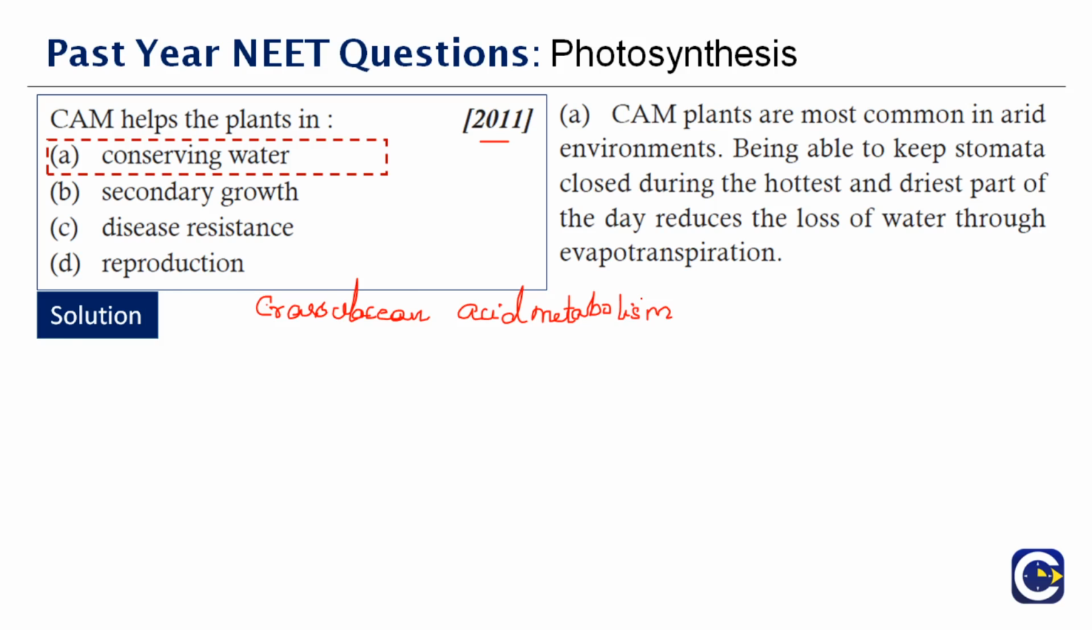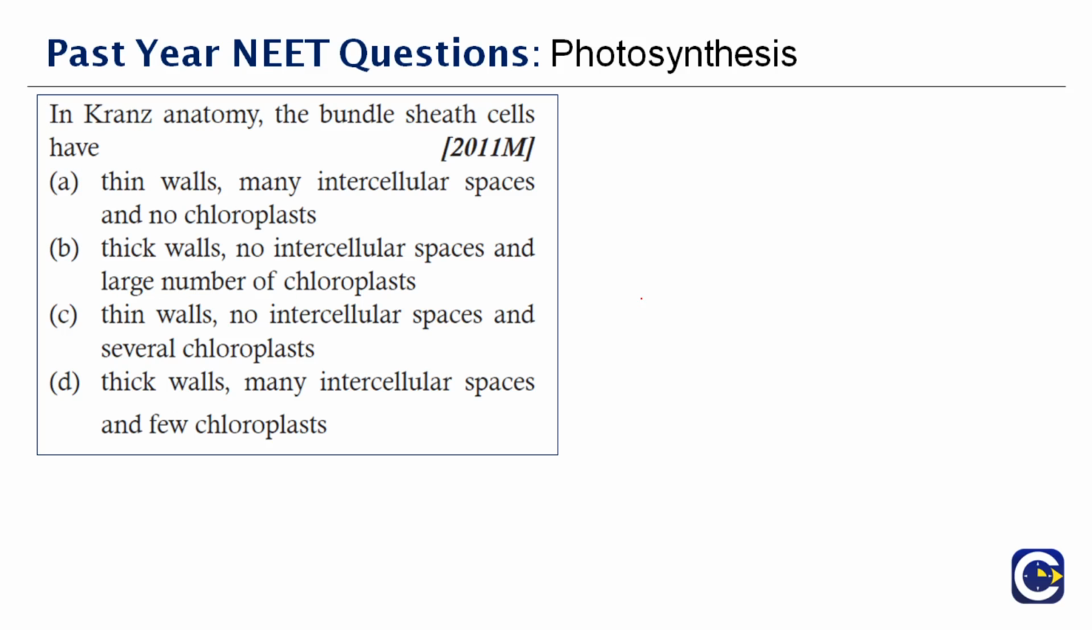Evapotranspiration. Okay. Next question here, which was asked in the year 2011 again. In Kranz anatomy, the bundle sheath cells have dash. What do you mean by this anatomy now? Have you heard about it? Have you ever heard about it?